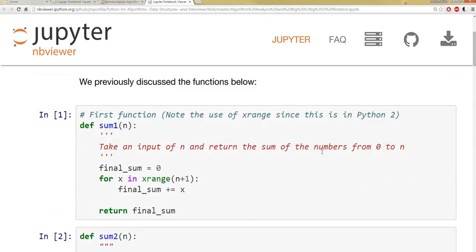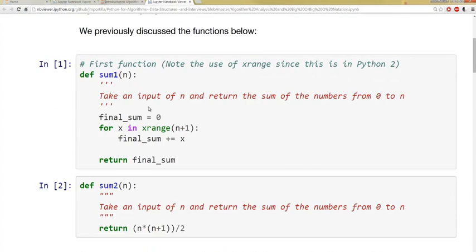Alright, so we previously discussed these two functions. And now remember, these functions take in an n, and then they return the sum of the numbers from 0 to n. The first one did it iteratively, and then the second one took this algorithm, this n times n plus 1 divided by 2. So what we want to do is develop some sort of notation to objectively compare the efficiency of these two algorithms. And a good place to start would be to compare the number of assignments or operations each algorithm makes.